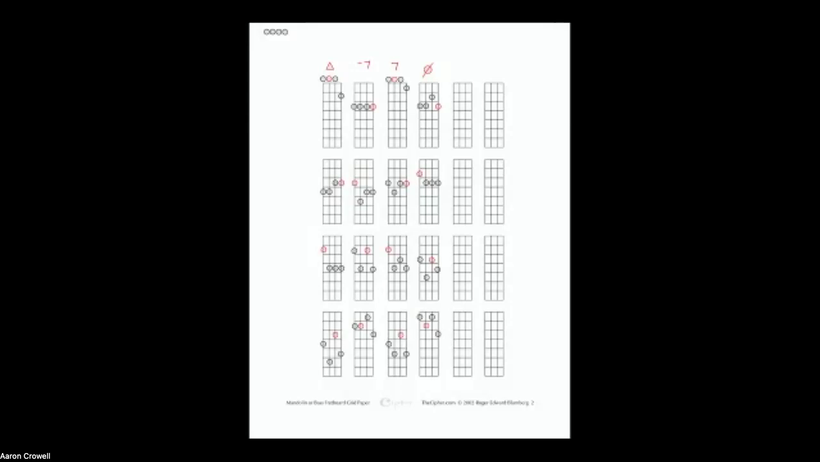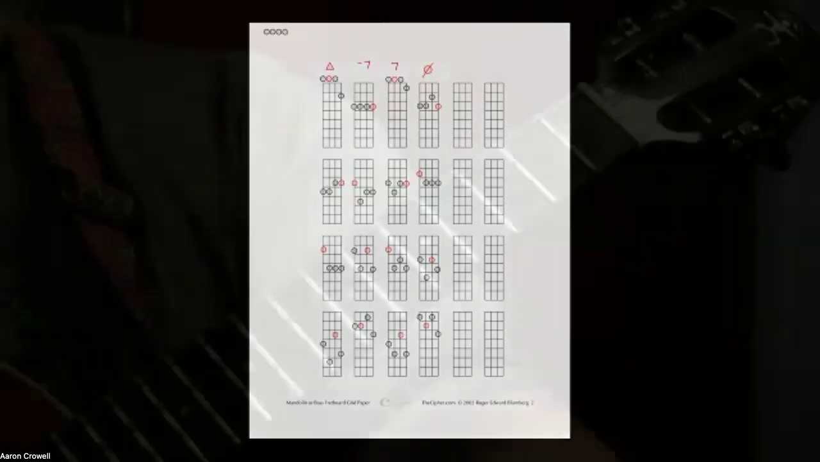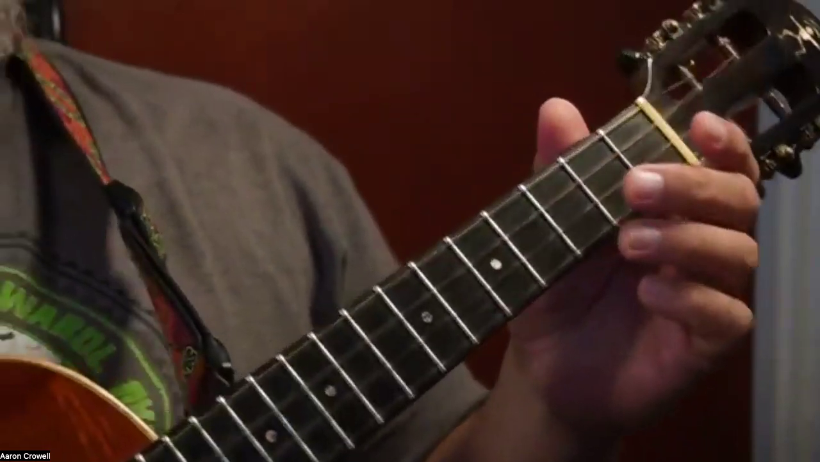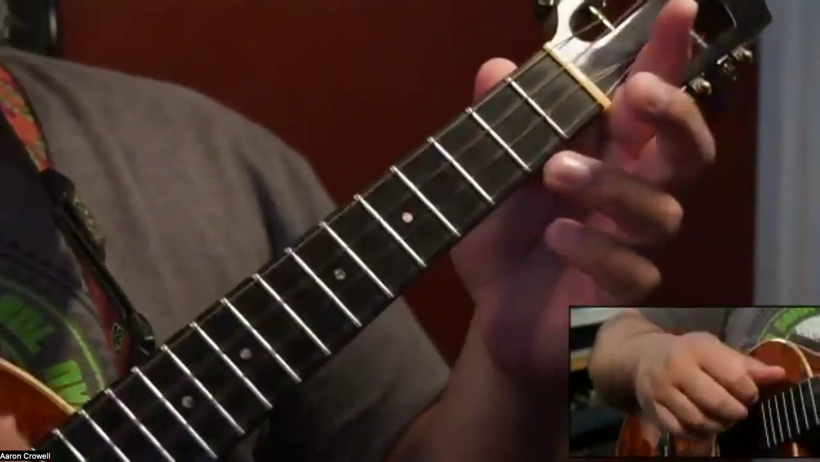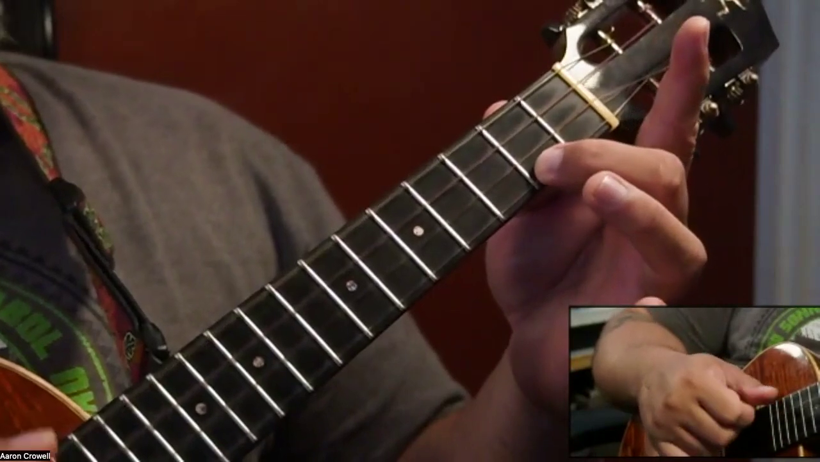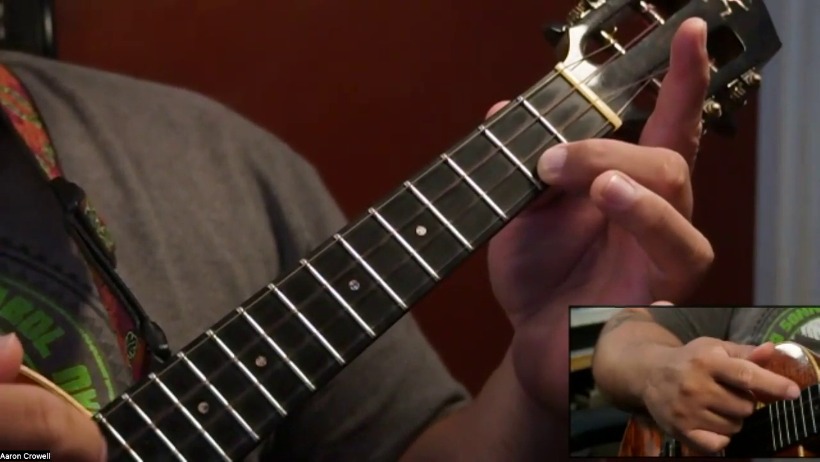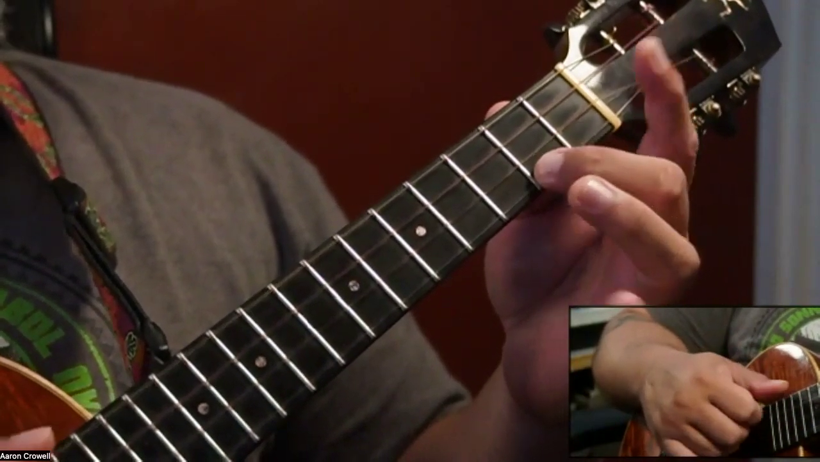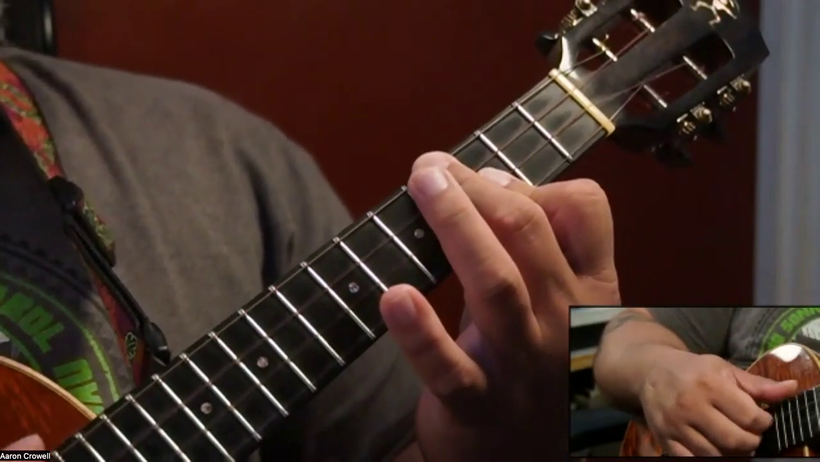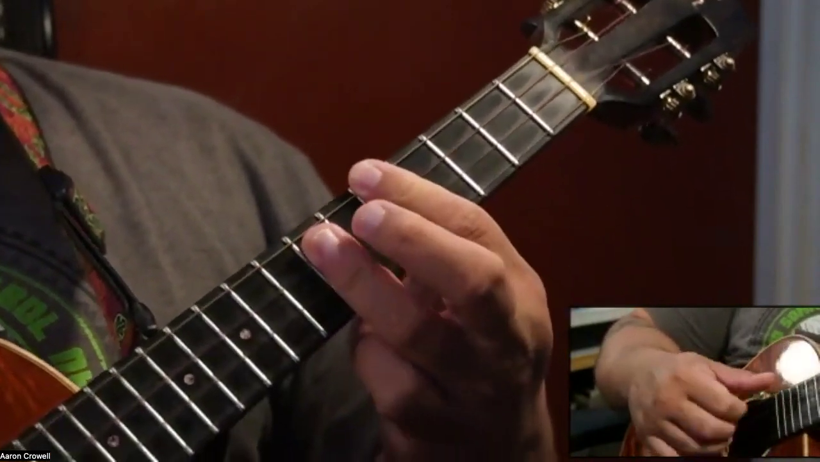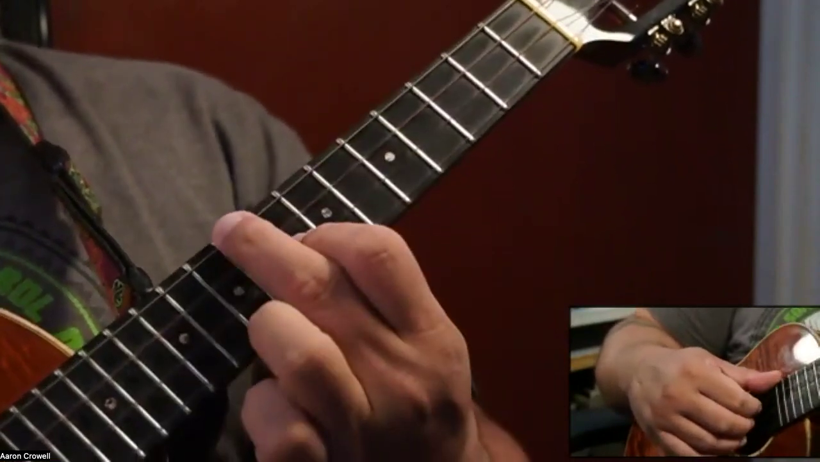Now, put it into context on the fretboard. Starting off with our major 7 chord shapes. We said we had this. That's the first position. Second position. Third position. Fourth position.